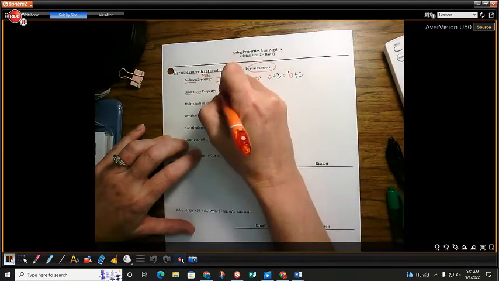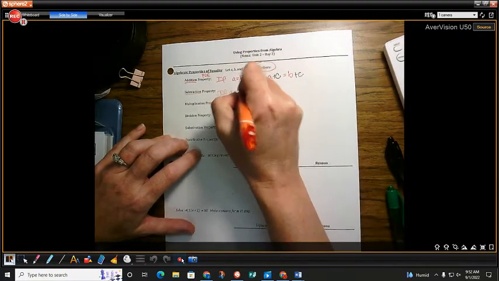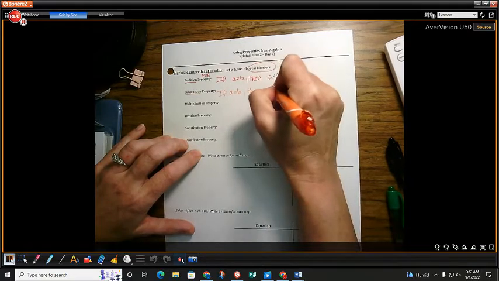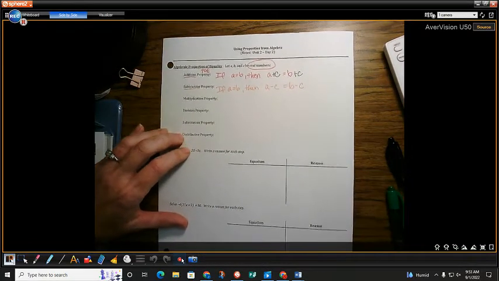Jane, what do you think? If A equals B, then A minus C equals B minus C. Oh, I can subtract the same thing from both sides. Exciting. And it's still equal.